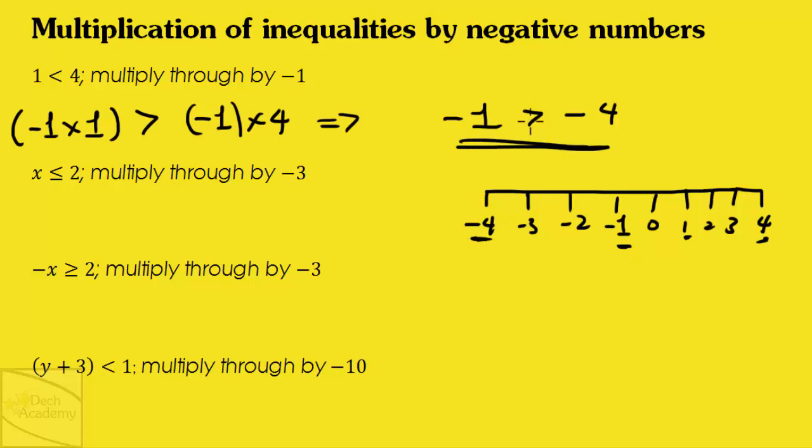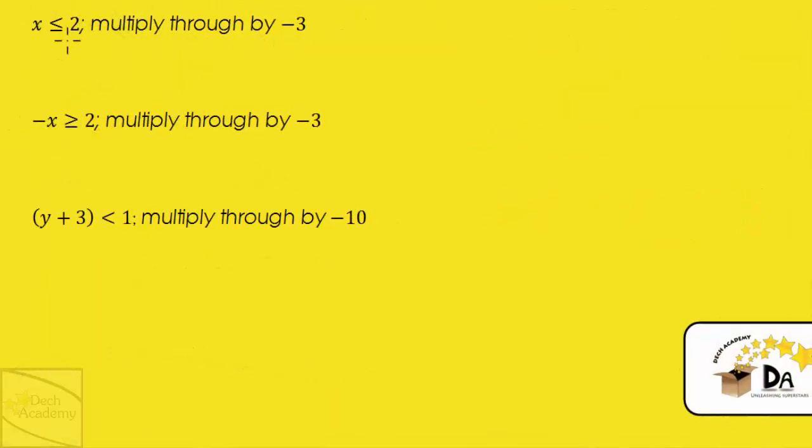If we didn't reverse the symbol and we just multiplied through by minus 1, we would have minus 1 less than minus 4, which is not true because minus 1 is actually greater than minus 4. If you remember what I said in a previous video, as you move along the number line from left to right, the numbers increase. So minus 1 is greater than minus 4 because minus 1 is to the right of minus 4. So we had to reverse the inequality symbol. So there you go. Here's another inequality.